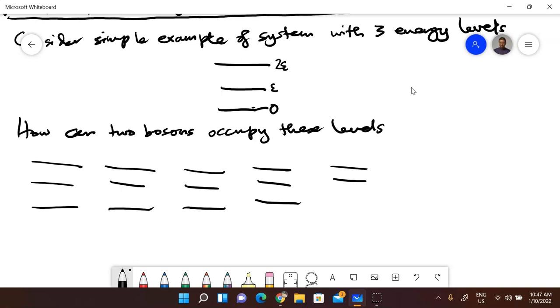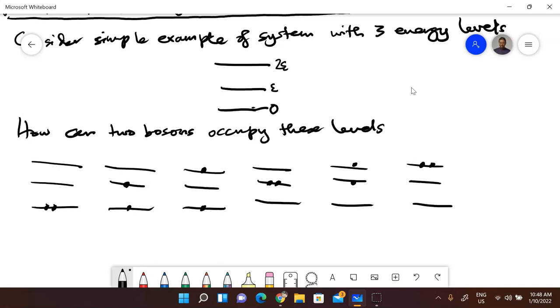Remember the two bosons can occupy the same state. So it could occupy the lowest energy state, or it could occupy one in the lowest and one in the next energy state, or even one in the lowest and one in the other state. Or it can occupy both in the first epsilon energy level here, or it can occupy this way, or it can occupy all in the highest energy level.